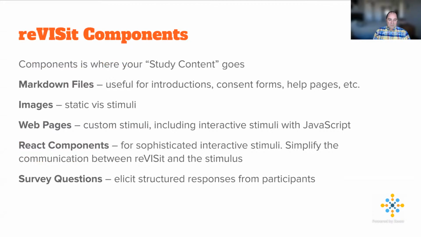So let's talk about the components. The components are really where your study content goes. And we currently support 5 different types of components. The first one are markdown files. This is useful for introductions, consent form, help pages. These are like mostly static, right? But they can have form elements on them. And I kind of like the most easy thing to create.